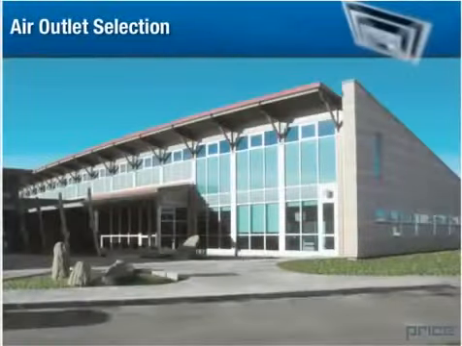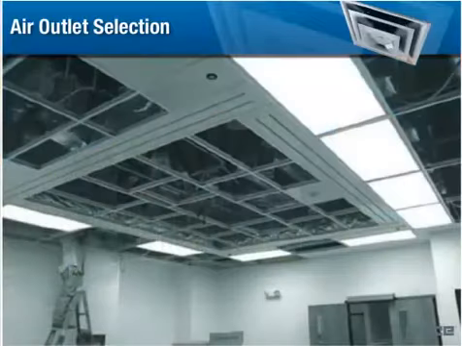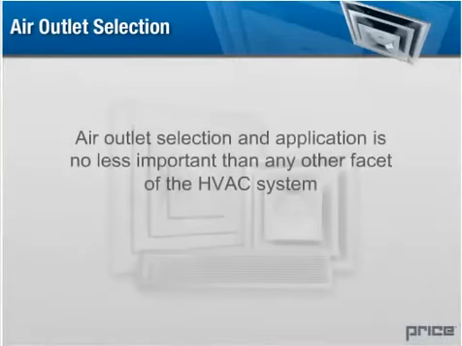The design and selection of air distribution equipment in today's buildings presents one of the more unique challenges for mechanical designers. Unlike other mechanical equipment required for these environmental systems, the air distribution equipment selection must combine a proper choice of engineered products, efficiently providing conditioned air to the space while adding architectural features which complement the interior design. Air outlet selection and application is no less important than any other facet of the HVAC system.